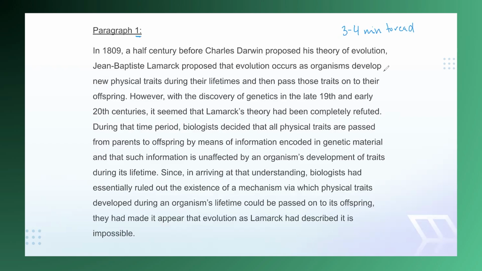All right, starting with my first sentence. In 1809, a half century before Charles Darwin proposed his theory of evolution, Jean-Baptiste Lamarck proposed that evolution occurs as organisms develop new physical traits during their lifetimes and then pass those traits on to their offspring. Pause. Okay, we have got a technical passage on our hands.